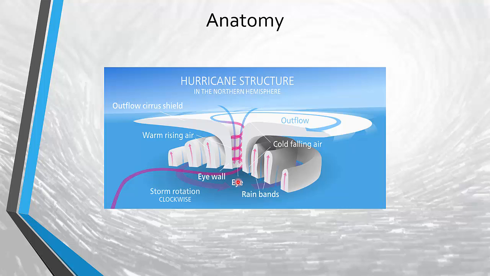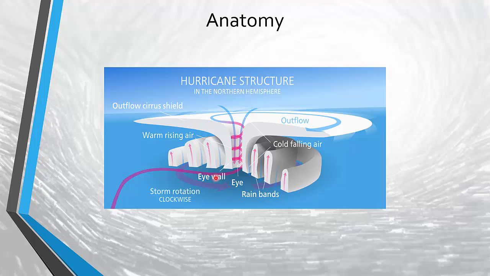An eye will form when wind speeds are 75 miles or more. It is very calm and clear in the eye with very low air pressure. Higher pressure from above will flow down into the eye.